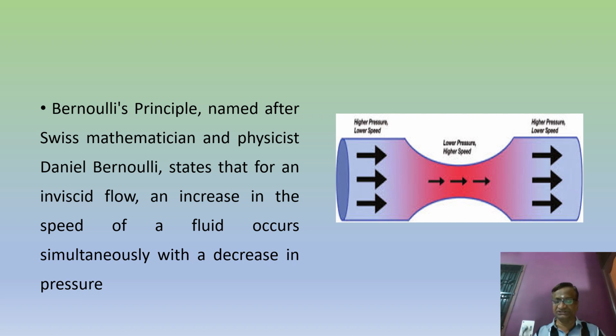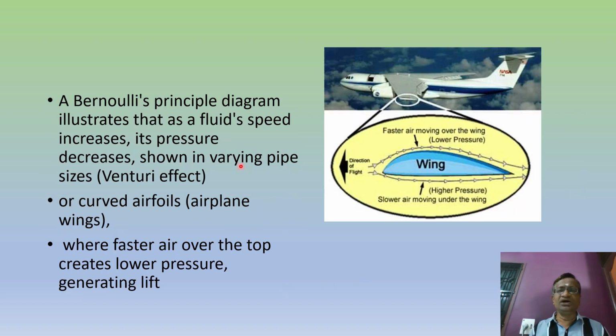There is a slight change. A Bernoulli's principle diagram illustrates that as the fluid speed increases, its pressure decreases, shown in various pipelines or curved foils, airfoils. So we can see Bernoulli's theorem being used for these wings. Faster air over the top creates lower pressure, generating lift. Now I will go into the Venturi, which is not equivalent to Bernoulli's principle.